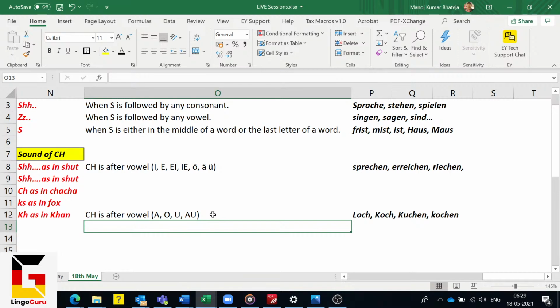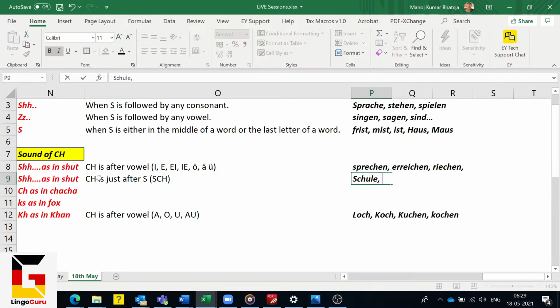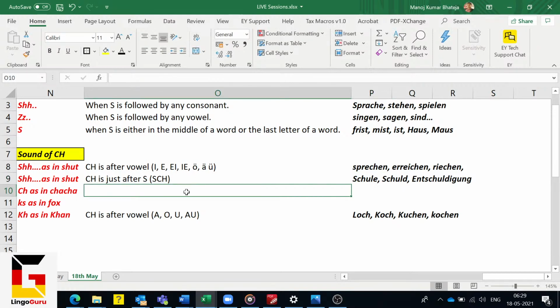There is a second possible way to pronounce ch as sh, as in shut, if ch is just after s. That means the combination of sch. Example: Schule, Schuld, entschuldigen, Entschuldigung, which means excuse me. Alright? Whenever ch is just next to s, or the combination of sch, we always pronounce it as sh. Right?